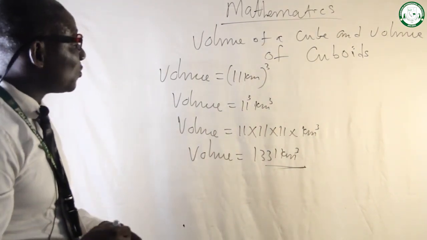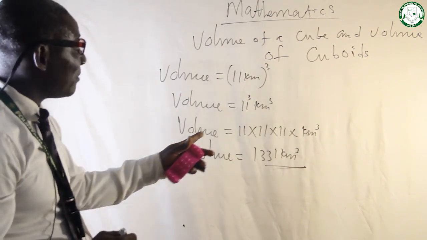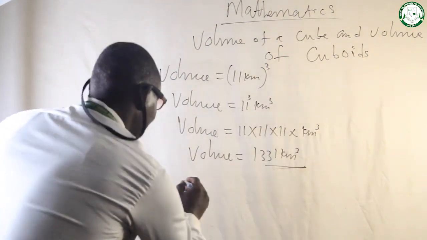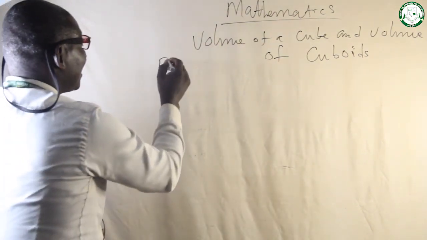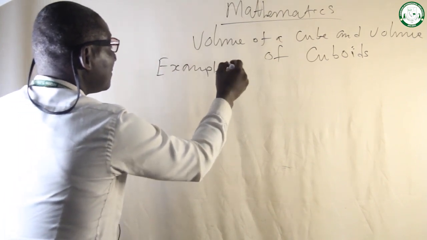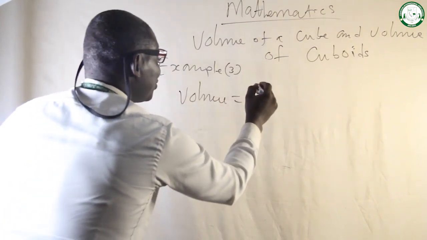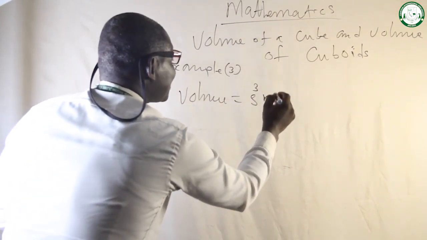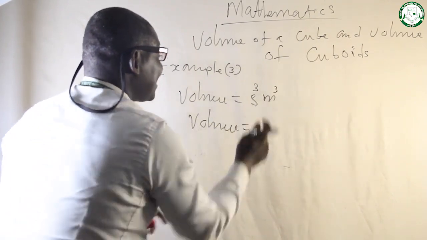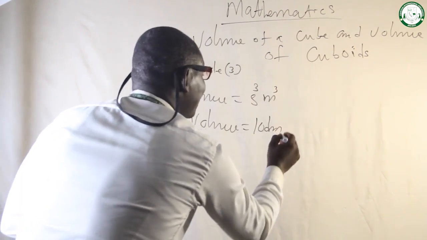Now we want to move to another one. We can well solve another one. Maybe you are given the size and you have to find the volume. Let's try another one. Now let's try example 3. We have the volume to be s cube and the meter cube. Now if you look at the question very well, we discover that the size given there is 10 dm cube.